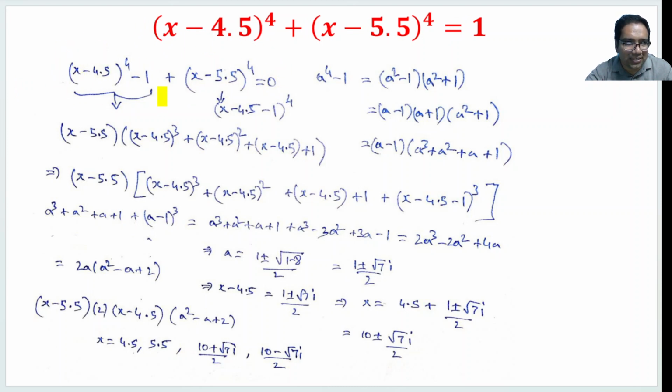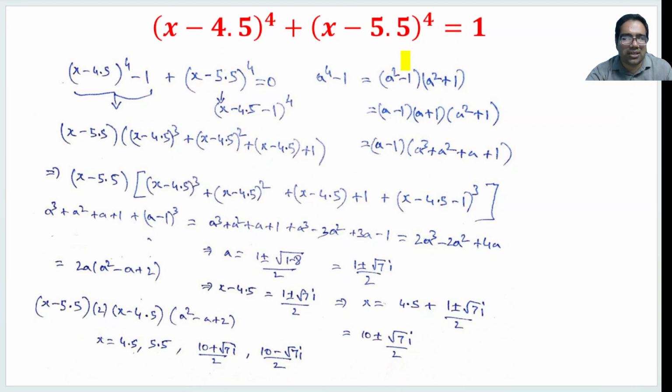Right. Now let us take this term (x - 4.5)^4. Let's see, this is in the form of a power 4 minus 1. Right? We know a power 4 minus 1 is a square, a power 4 minus 1 is a power 4 minus 1 power 4. That is in the form of a square minus b square. So this equals (a^2 - 1)(a^2 + 1).